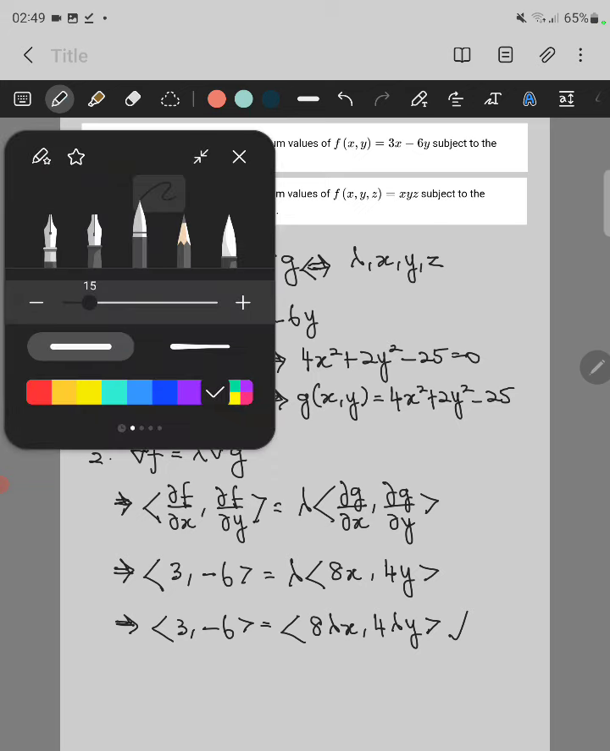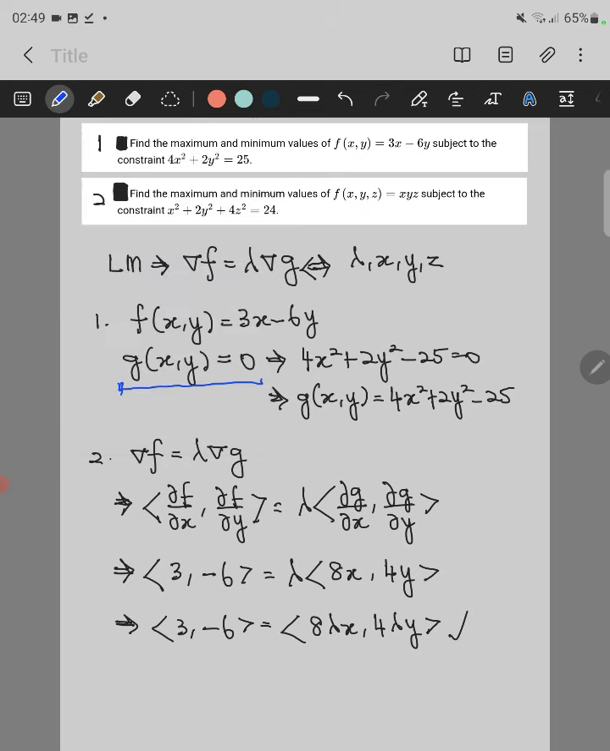From the second step here, since we have a vector, this 3 and this minus 6, this 3 will be considered as the i component and this minus 6 will be considered as the j component. This lambda x will be considered as the i component. This 4 lambda y will be considered the j component. Therefore, when we see these two vectors, of course the i component should be equal to each other and the j component should be equal to each other.